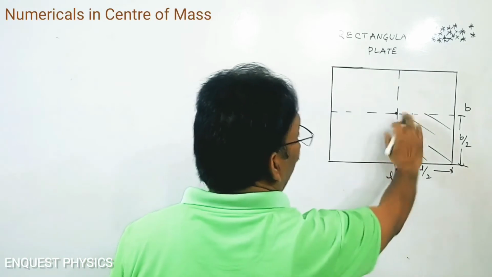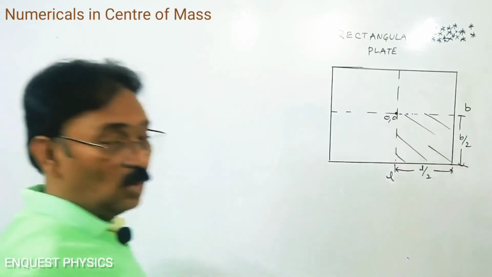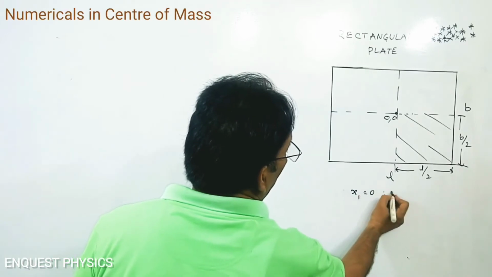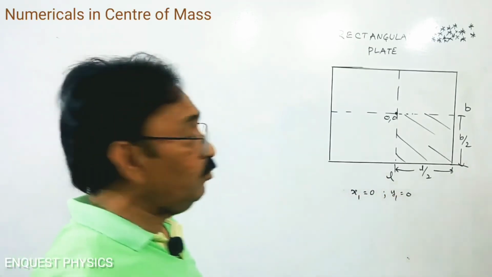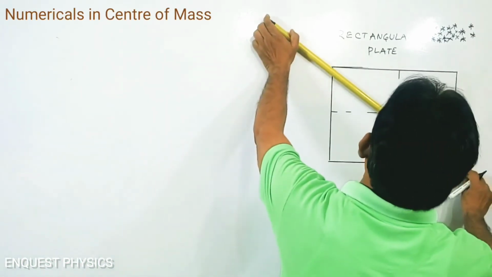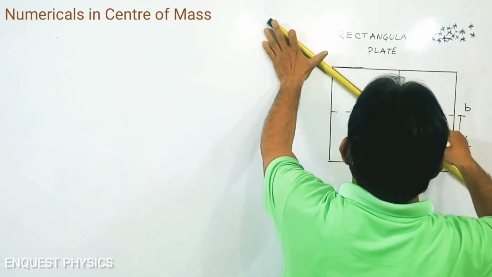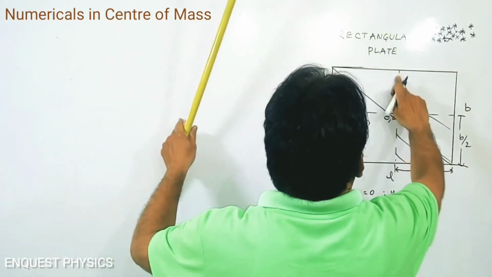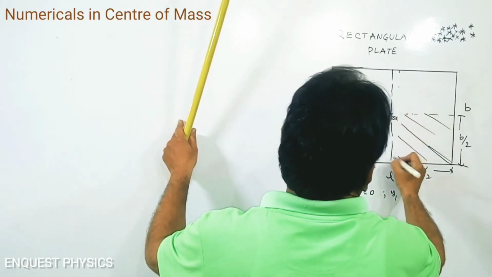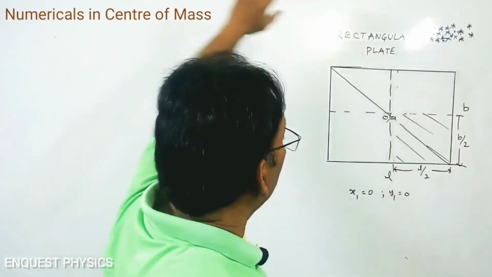And as you know that before we removed this portion, the center of mass lies at geometrical center, then you can write the coordinates as x1 is equal to 0 and y1 is equal to 0. Here the same thing will happen. Once again, the center of mass always shifts towards the heavier mass. Okay, if you take this one, it is a rectangular plate, it shifts towards the heavier mass.